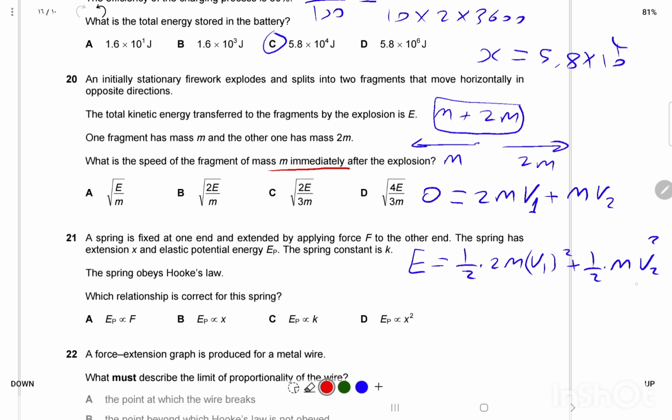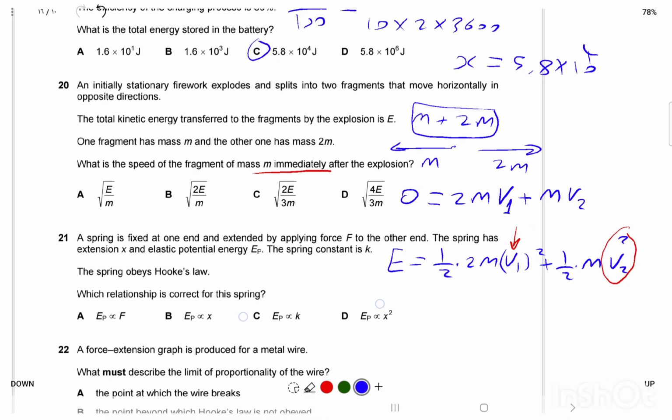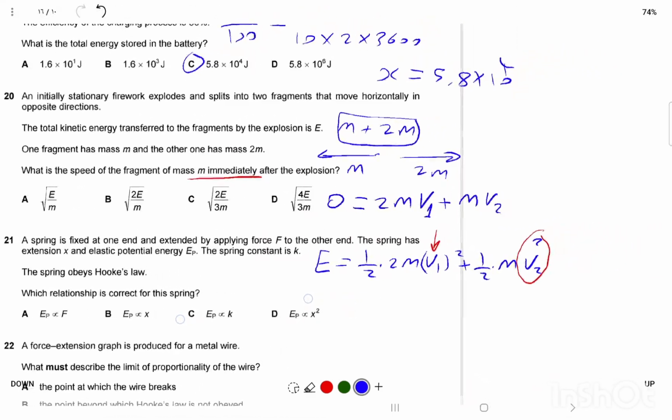Mass m means we are looking for v2 here. We want to find v2 here. So that's the question. So what do we need to do? We need to find v1 in terms of v2, and then we plug it in the equation. So from the first equation, let's find v1 and plug it here, and then we solve for v2, which is the speed of m. That's the requirement in the question.